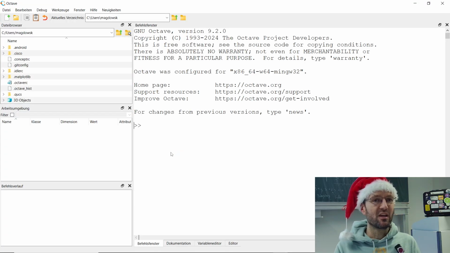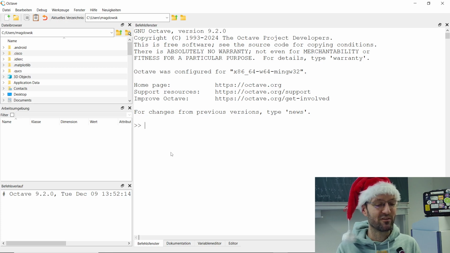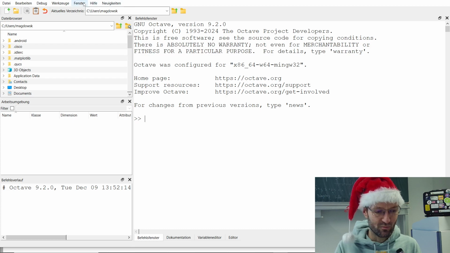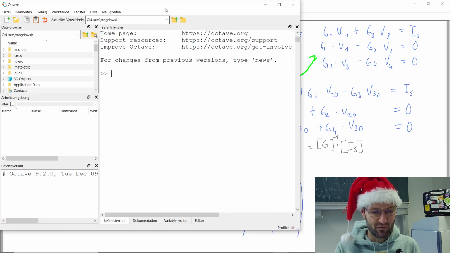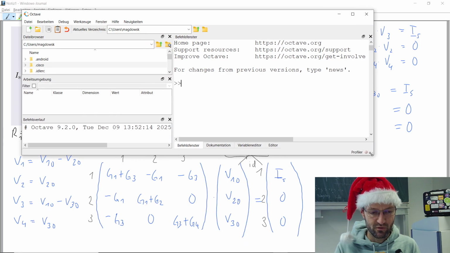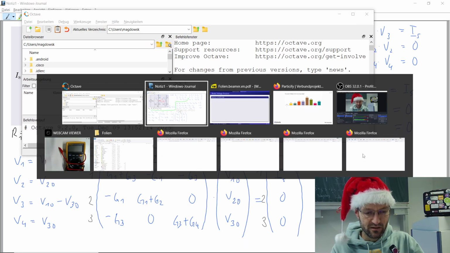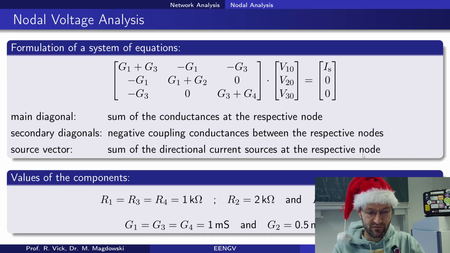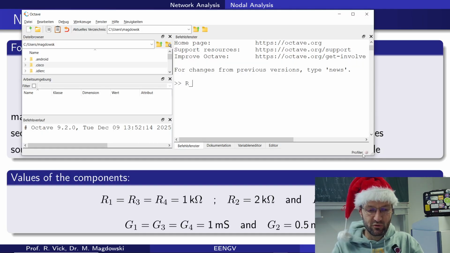Who has used Octave before? No one has used Octave. So Octave has the advantage that it's a free and open source program and has the same syntax as MATLAB. And so you can use this free of charge. And it's also working quite nicely. So I will try to make this window a bit smaller so that I can fit everything here on the screen. And maybe go back to my slides at first, because here I have the values printed. So at first we need to have these values. So R1 is 1 kilo ohm. How do I write kilo in such a mathematical program?